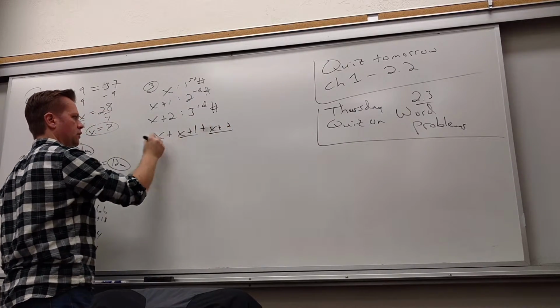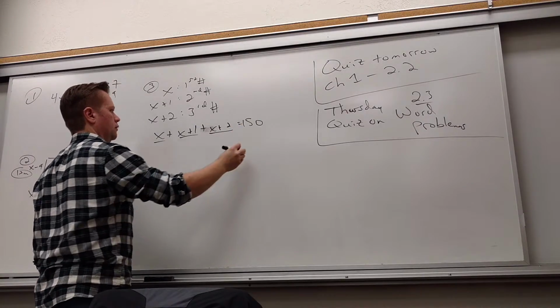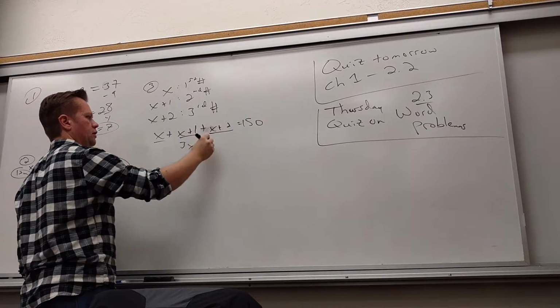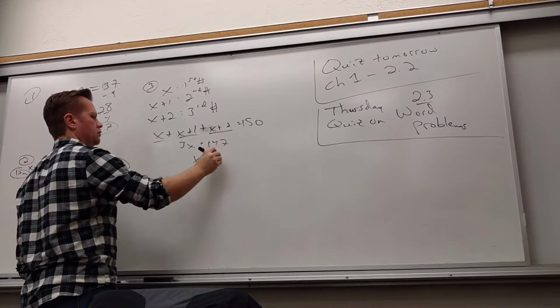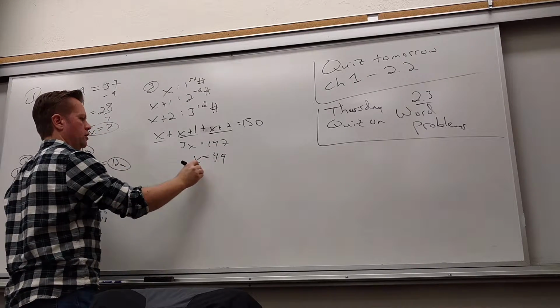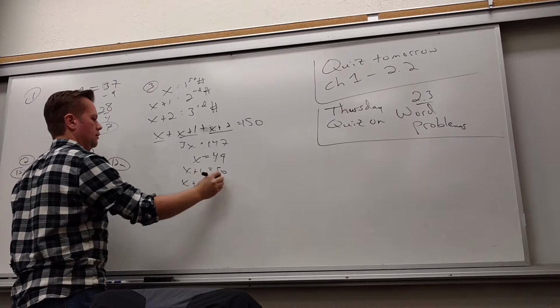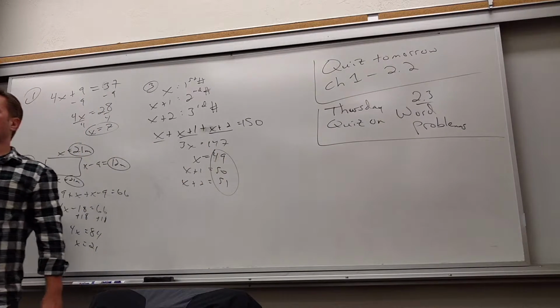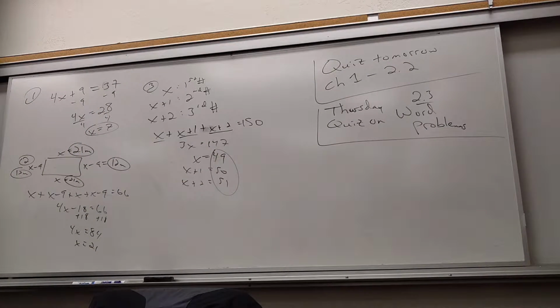There's one number, the other number, the other number. So I get 3x, subtract 3. I get 49, right? And then x plus 1 is 50, x plus 2 is 51. Bam! And then you check yourself, you add them, you make sure that they do come out to be 150.